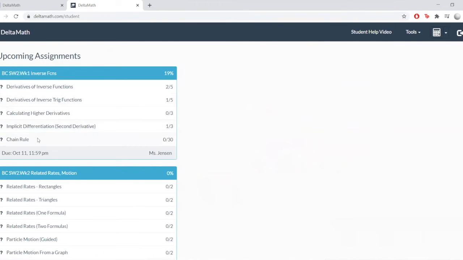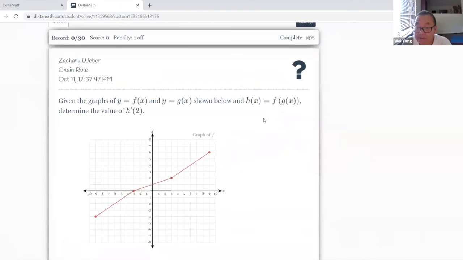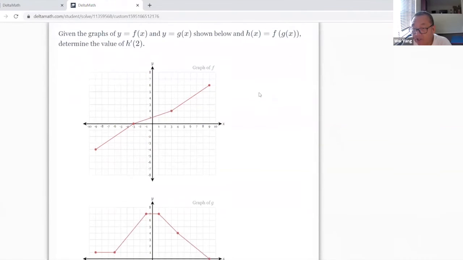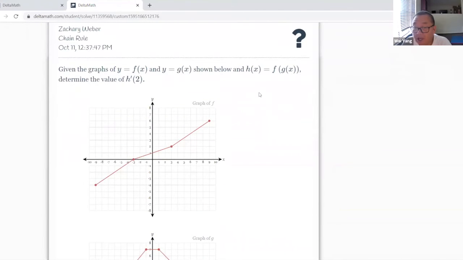And then this. Okay, so given this graph of y equals f(x) and y equals g(x), show that h(x) equals f(g(x)), and then determine the value of h'(2).